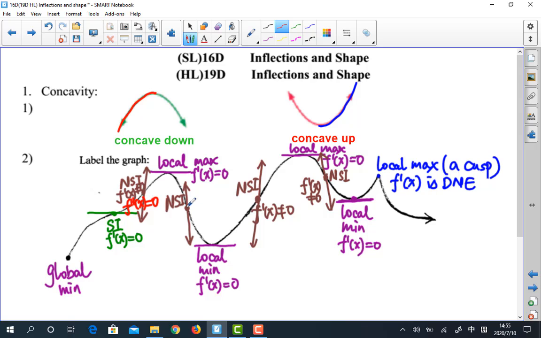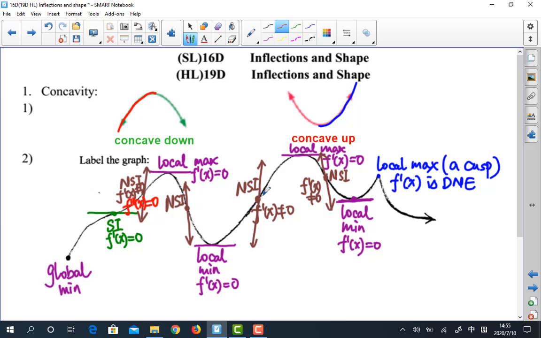This one is the same. This is non-stationary inflection. Non-stationary inflection means your first derivative at this point is not 0, but the second derivative at this point is 0. So you should have an oblique tangent line at this point.